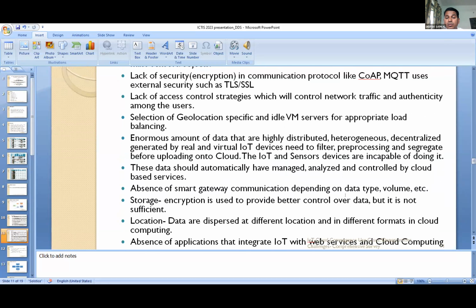Then next part, location: the data is dispersed at different locations and different formats in cloud. This is happening because there are a lot of virtual.